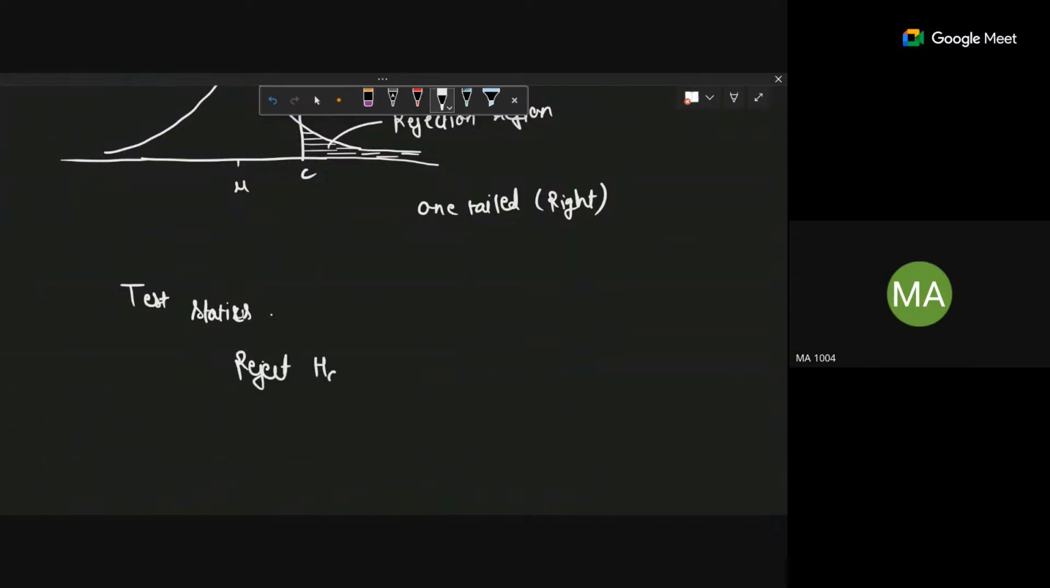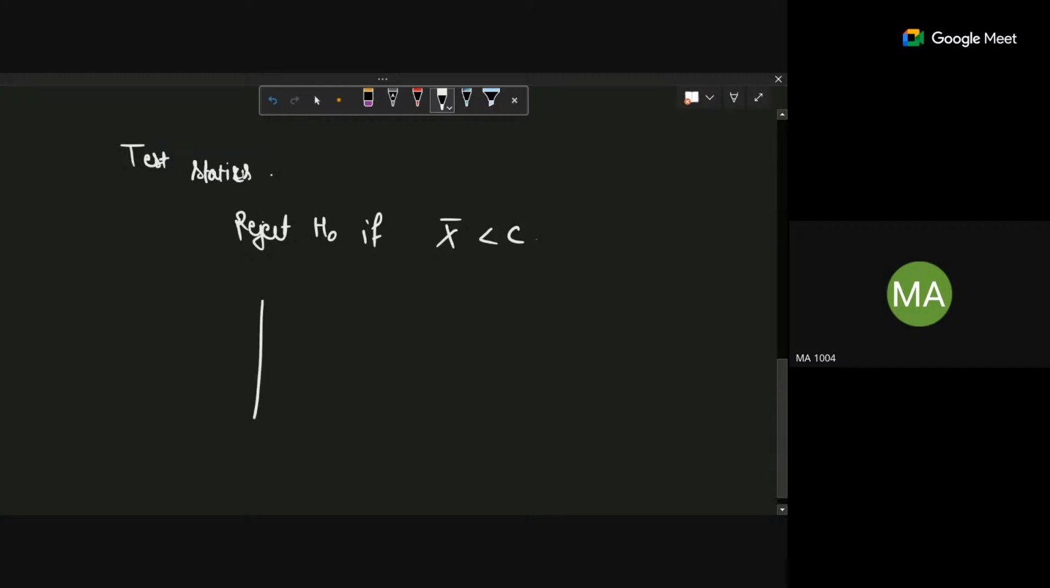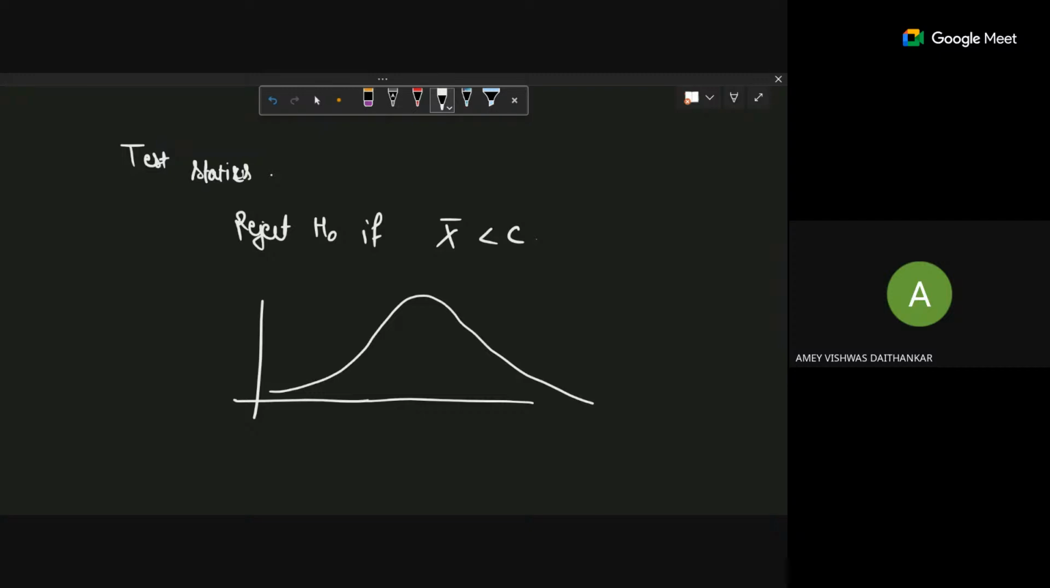Reject H naught if X bar is less than C. Then what will it be, a right-tailed or left-tailed test? Left-tailed. So let's say somewhere C here, and here X bar is less than C. This is my rejection region, and it will be left-tailed, right? So I can say it is a one-tailed test, specifically a left-tailed test.